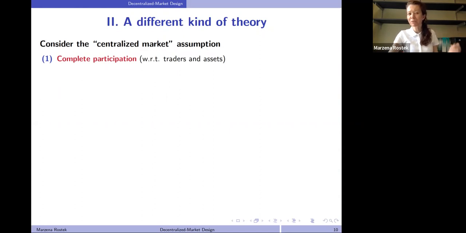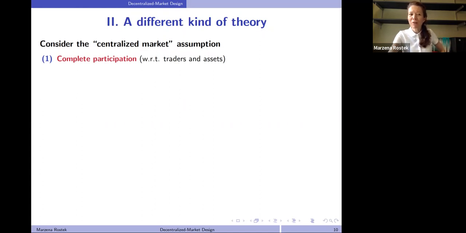Right? So naturally, this assumption has been relaxed by the large literature on decentralized trading based on random graphs, fixed graphs, and other models with limited participation that are not often associated with the decentralized market literature.